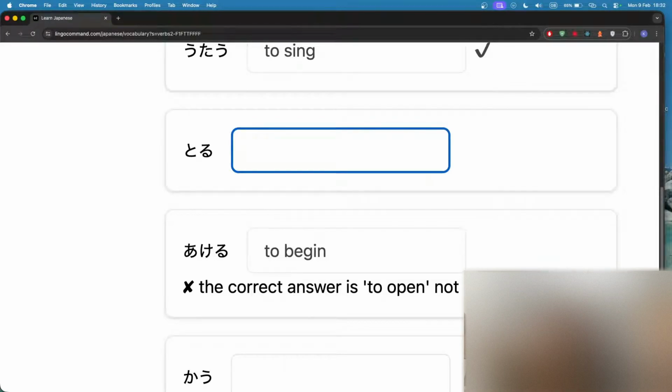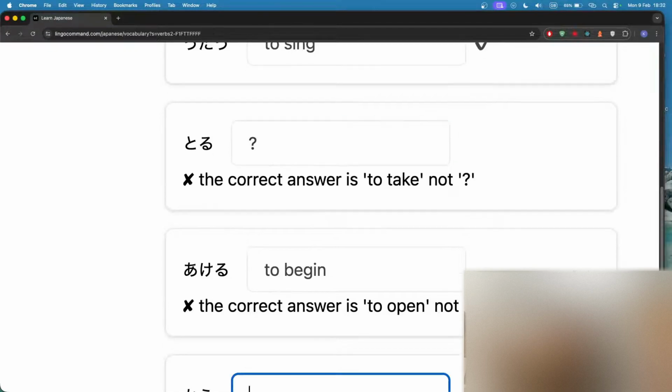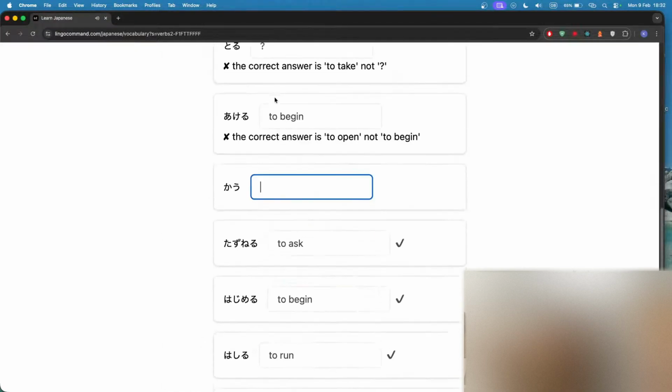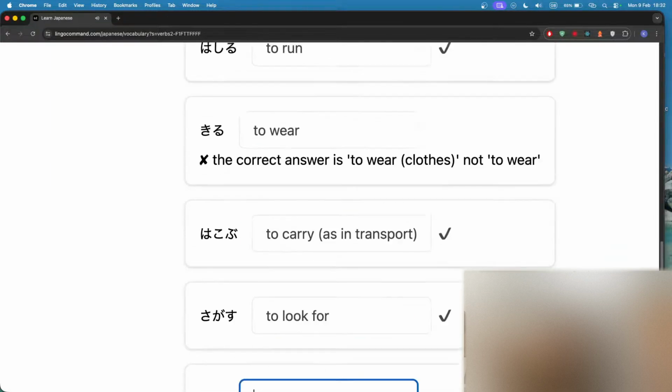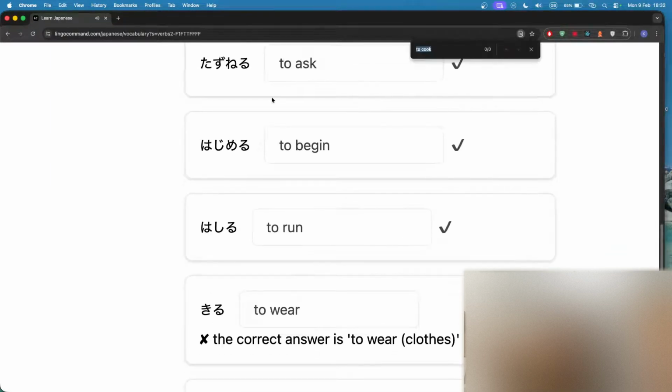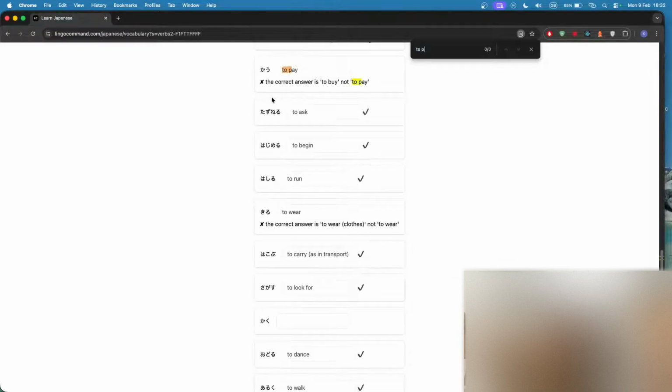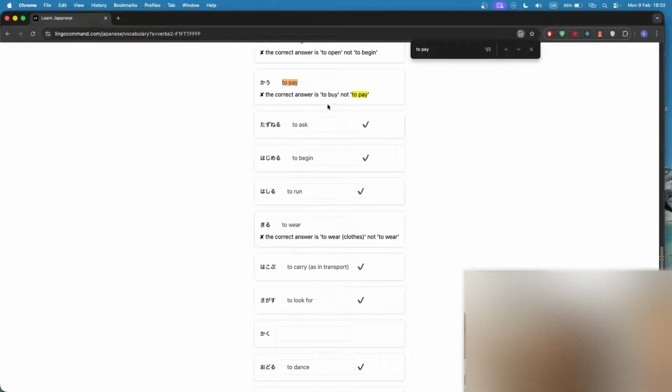What is toru? This is difficult. Toru. I don't know. To take. And kaku. I think it's something with money. Is it to pay? Let's take a look. So I wrote to pay. Oh, it's to buy.